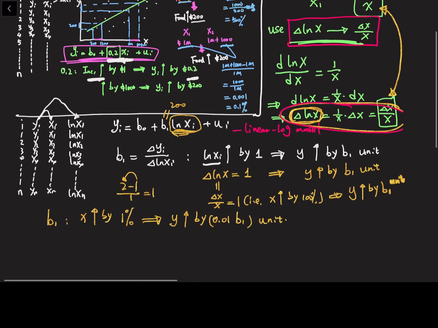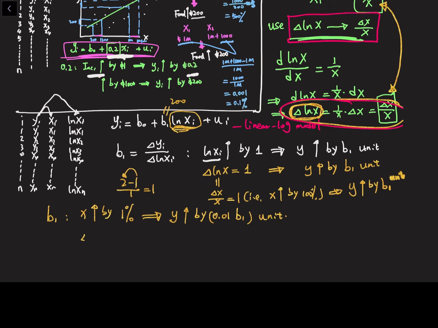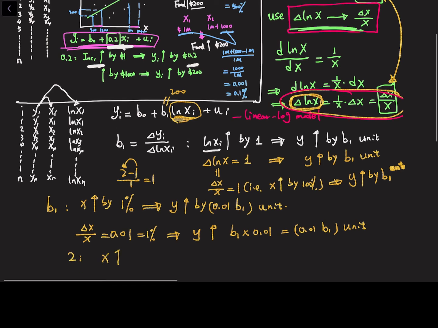So now you can interpret this as, if x increased by 1%, change in x over x is 0.01, which is 1%. And then the expected value of y will increase by b1 times the change in ln x, which is 0.01, equals 0.01 times b1 units. So interpret this b1, this 2, as: if family income increased by 1%, the food expenditure is expected to increase by $2. This is how we interpret this b1.